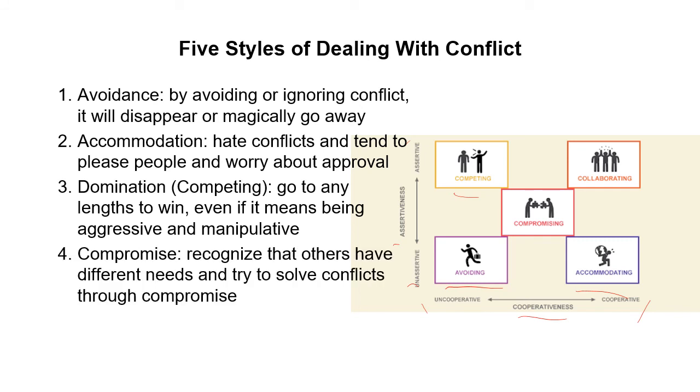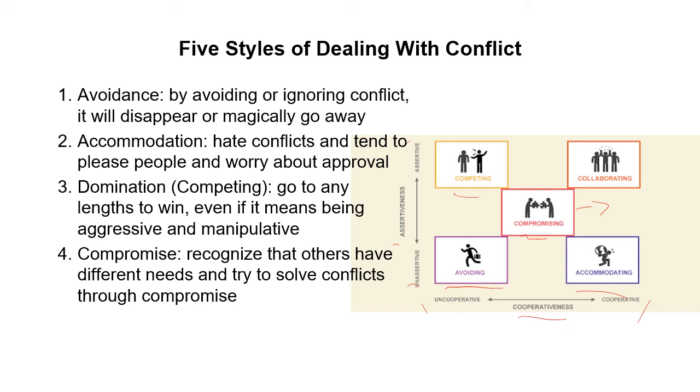The next one is compromise, and this one's in the middle. Compromising here in the middle is kind of a middle ground of cooperating and a middle ground of assertiveness. I would actually move compromising more over here. There's more cooperation, but there's middle assertiveness.